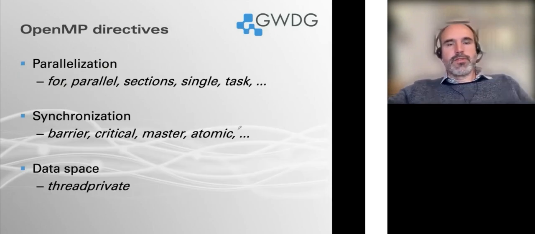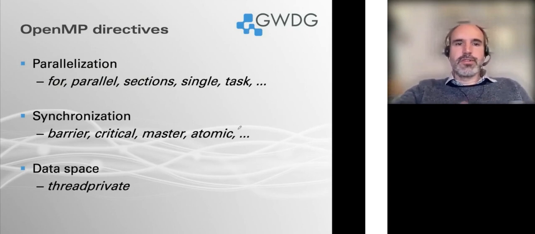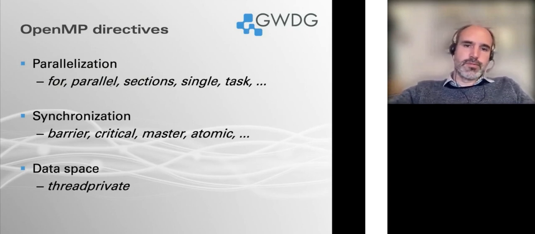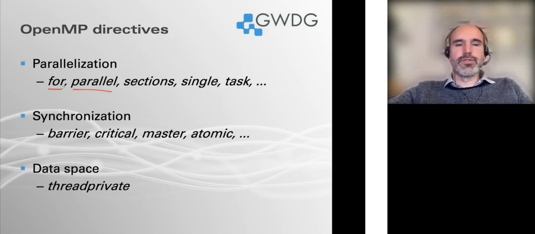From the directives, you have already learned two main ones. One is parallel, to start a parallel region, and the other is for, to start the parallelization of a for loop. But there are others like sections, single, and task, and so on. We will talk today also about sections and single. And of course, there are many more. If you're interested in OpenMP code development, you should check what other directives are available.